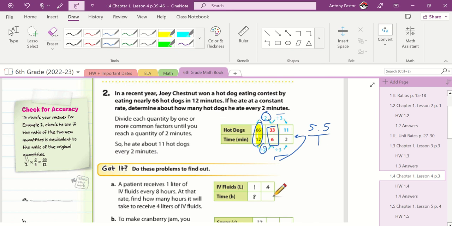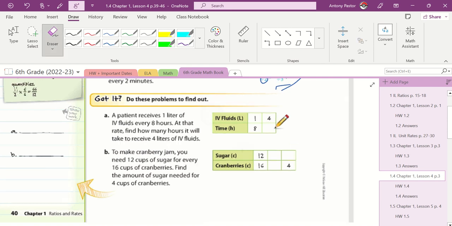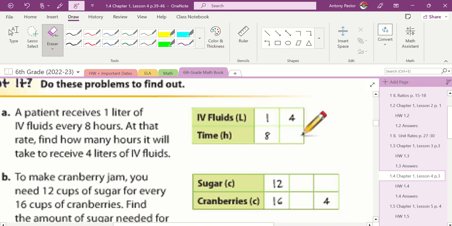So let's see if we can do this got it part. A patient receives 1 liter of IV fluids every 8 hours. At that rate, how many hours will it take to receive 4 liters of IV fluids? So let's look at the chart. We're going to go ahead and zoom in a little bit. Every 8 hours, a person will get 1 bag of IV fluids.